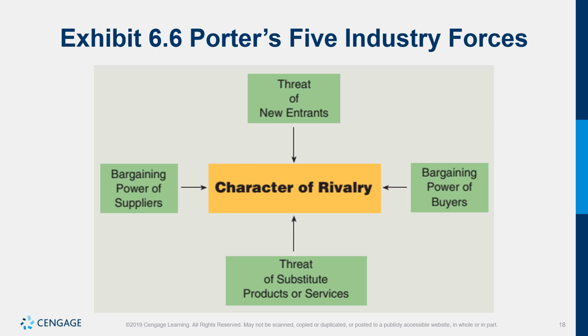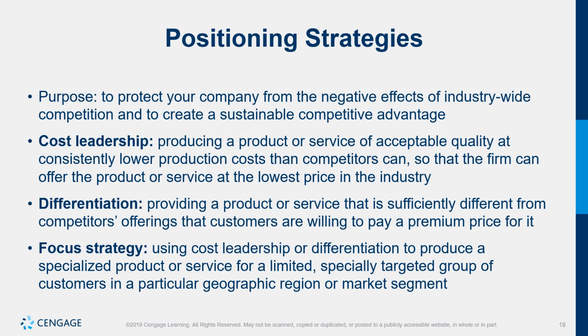Threat of new entrants: a measure of the degree to which barriers to entry make it easy or difficult for new companies to get started in an industry. Threat of substitute products or services is a measure of the ease with which customers can find substitutes for an industry's products or services. Bargaining power of suppliers: a measurement of the influence that suppliers of parts, materials, and services to the firm in an industry have on prices of these inputs. And bargaining power of buyers measures the influence that customers have on the firm's prices.